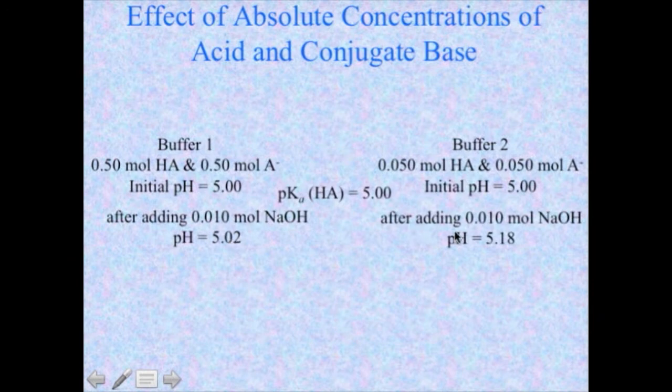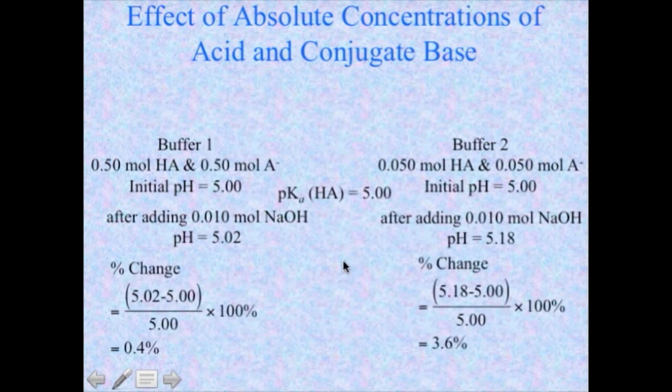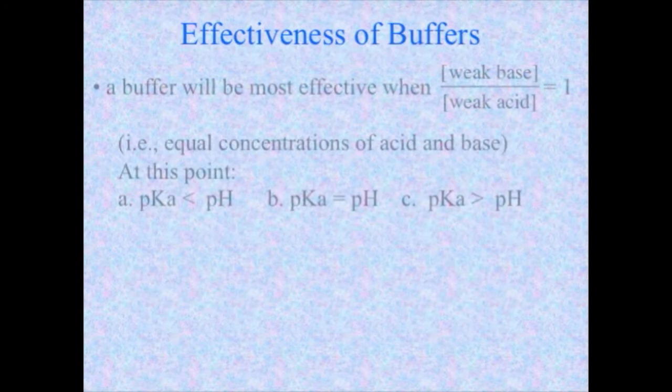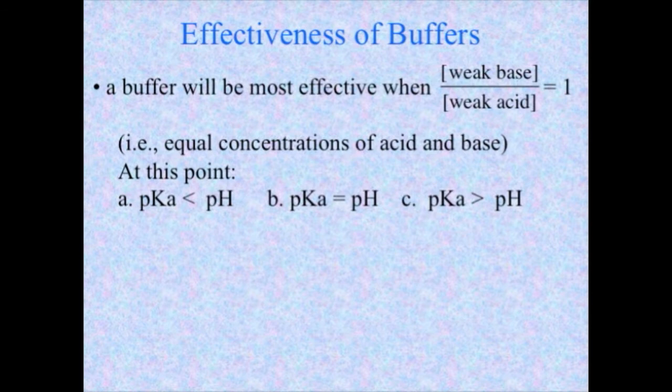So here are the two pH changes, and if I calculate the percent change in each one, I get a percent change of 0.4% for buffer 1 and a percent change of 3.6% for buffer 2. Buffer 1 with higher concentrations of weak acid and conjugate base is much more effective at minimizing the change in pH. So for the effectiveness of buffers, a buffer will be most effective when the concentration ratio of weak base to weak acid is 1. In other words, we have equal concentrations of weak acid and its conjugate base.